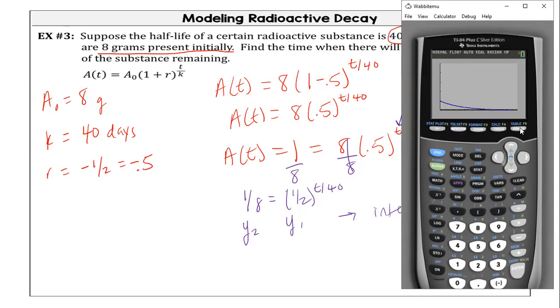They're gonna touch each other somewhere in here. Oh, they look like they touch. Let's test it out. So we press second, trace, intersect. You want this graph? Yeah. You want that graph? Yeah. You want a solution? Yeah. Bam. And where do they intersect at? It says x equals 120. So it's gonna take when t equals 120, and this is in terms of what? Our time is in days. 120 days for me to be left with 1 gram.